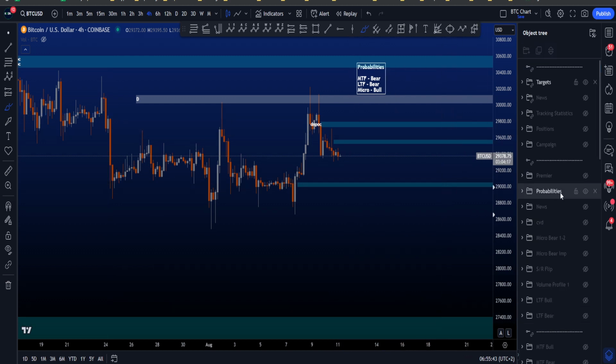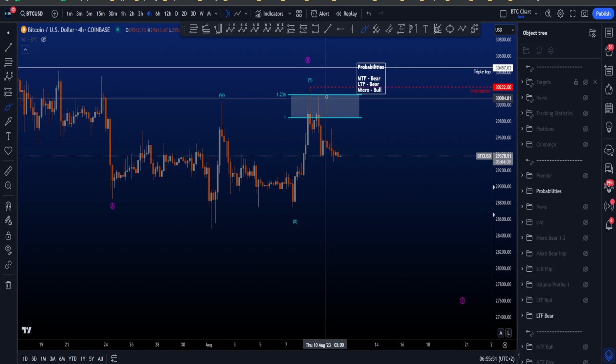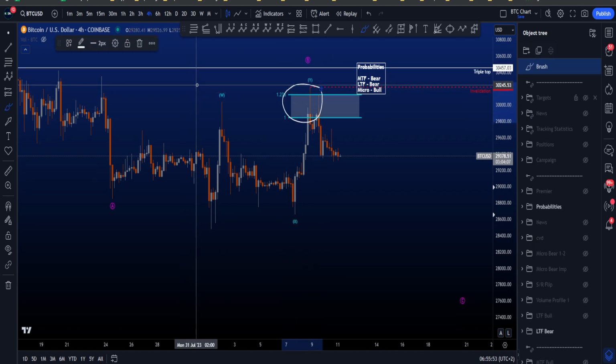On the low time frame, currently the probabilities are also towards the bearish side, meaning that the high is in and we can be looking for continuation to the downside, this being a wave Y.